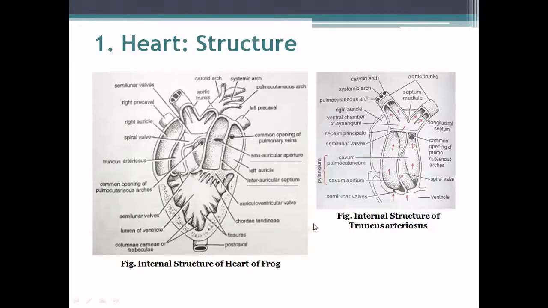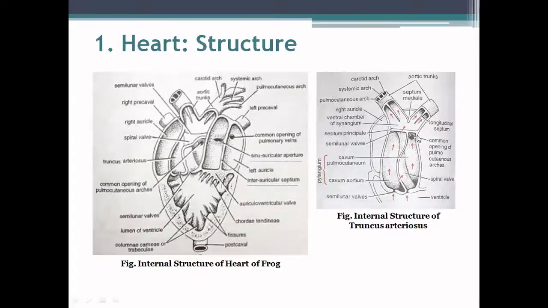There is another set of three semilunar valves which divide the spirally twisted cavity of truncus arteriosus into basal thick-walled conus arteriosus, which is also known as phalangium, and distal thin-walled bulbous aorta or synangium. This is phalangium and this is synangium.